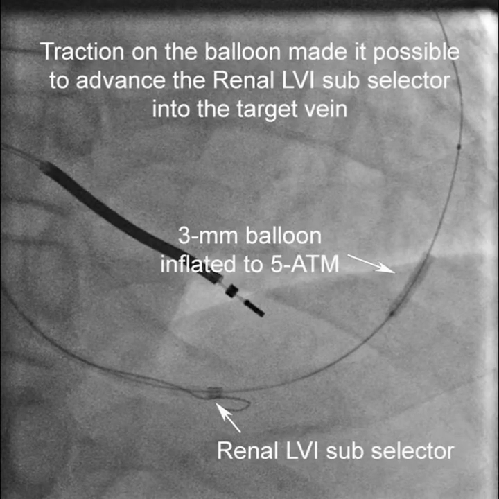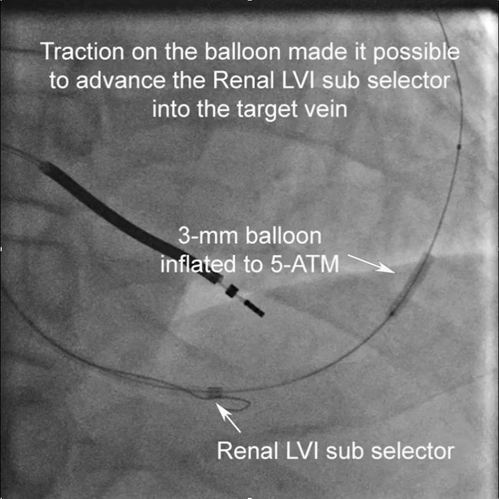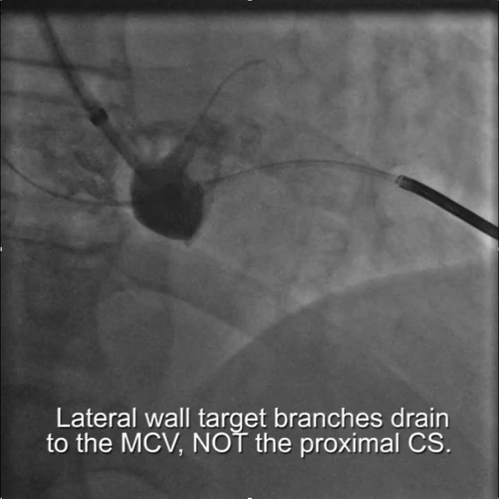This is an example of using the anchor balloon technique to advance a subselector into the target vein. We previously have shown a video on how to use the anchor balloon technique for CS cannulation. Conceptually, it's very similar. And the idea is that by placing traction on a balloon, you can change the angle of approach, create a rail, and advance into something that you otherwise could not.